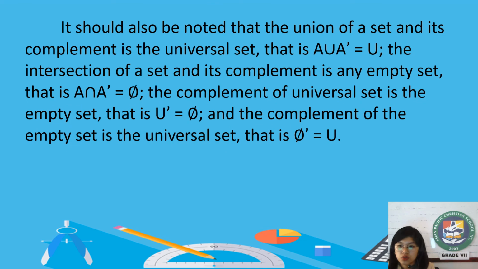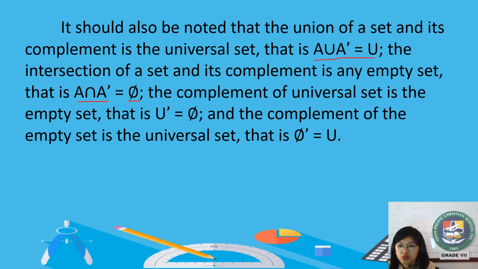Next, it should also be noted that the union of a set and its complement is the universal set. That is, A union A prime is equal to the universal set. The intersection of a set and its complement is the empty set. That is, A intersection A prime is the null set.